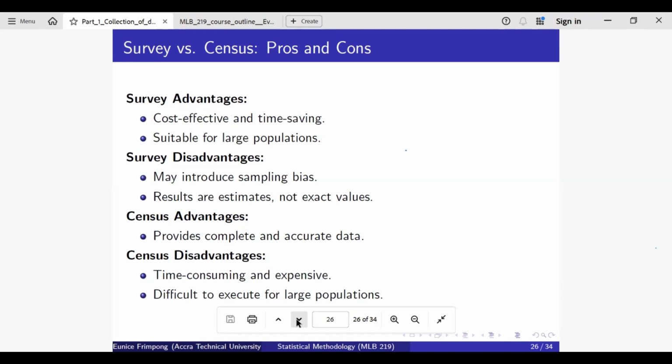But the advantage of census is that it provides complete and accurate data. Of course, once you are using the entire population, you will get accurate data because you are covering every single member of the population. Okay. However, census can be very time consuming and very expensive. Sometimes it's very difficult to get access to the entire population. Okay.